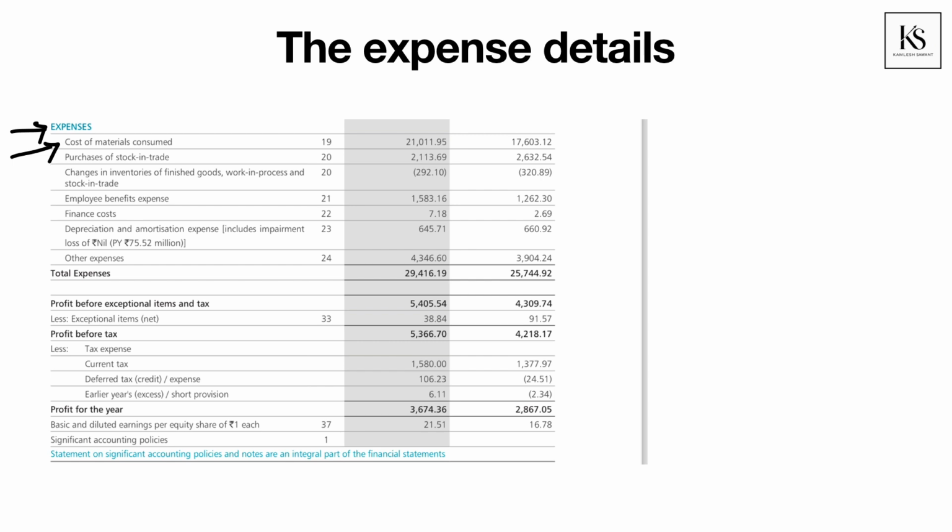This is invariably the cost of raw material that the company requires to manufacture finished goods. As you can see, the cost of raw material consumed is the largest expense incurred by the company. This expense stands at 2101 crore rupees for the FY14 and 1760 crore rupees for the FY13. Note number 19 gives the associated details for this expense. Let us inspect the same.